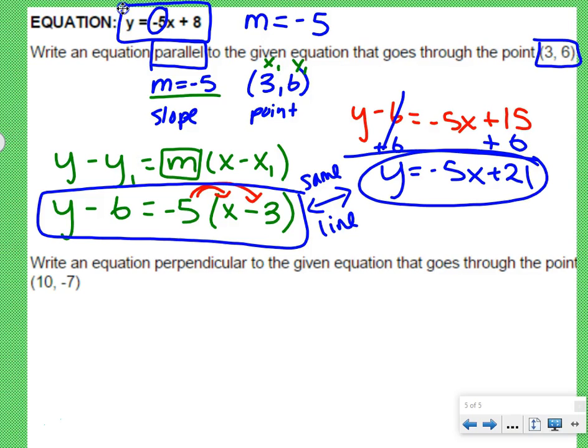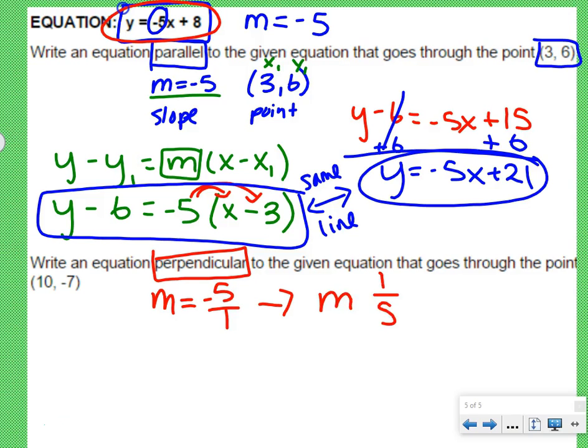All right, last example is we want to do the same thing, but we want this line now to be perpendicular to the given equation. So our original slope was -5. Write that as a fraction, and we want to flip it so it becomes 1/5 and make it the opposite. This is negative, so this one's going to be positive. So this is the slope we're going to be working with, 1/5. And it goes through the point (10, -7).